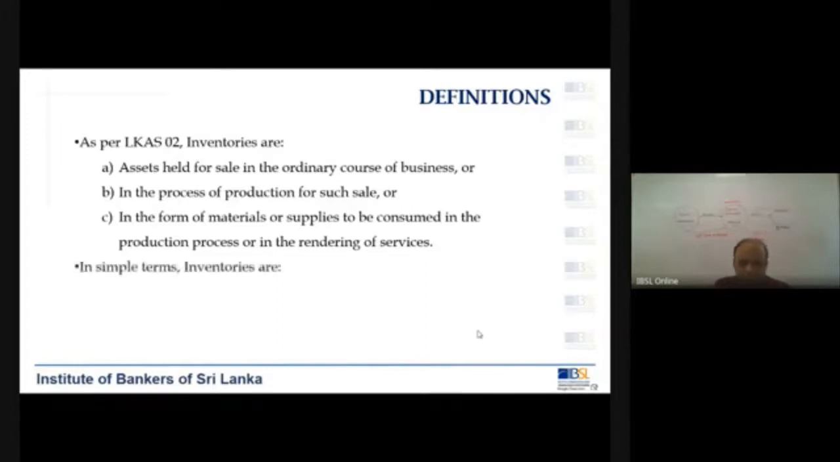In simple terms, inventories are finished goods and work in progress. That is simply the two elements I have already explained to you on the board. Those are the two elements that we are talking about under the standard as inventory. Okay. Of course, we can look at raw materials also.